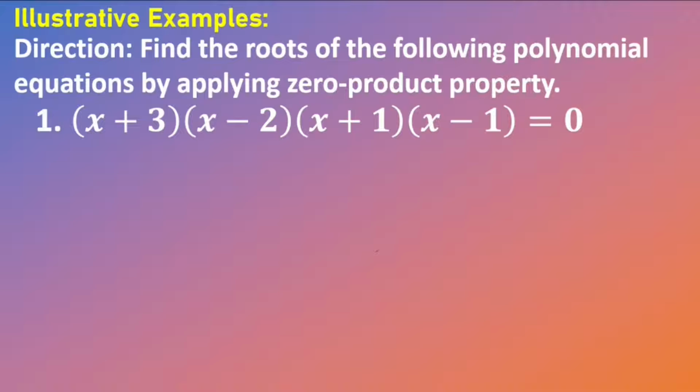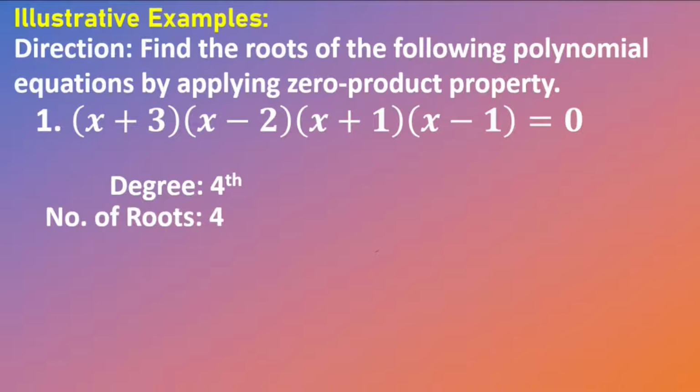Find the roots of the following polynomial equations by applying the zero product property. Number 1: we have the equation (x + 3)(x - 2)(x + 1)(x - 1) = 0. The equation is of fourth degree. Therefore, it has 4 roots.